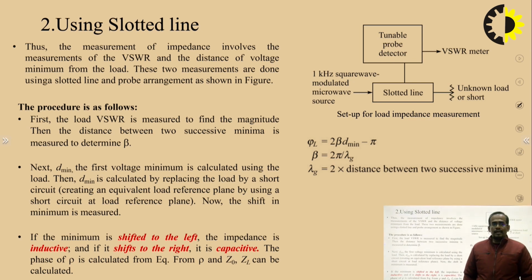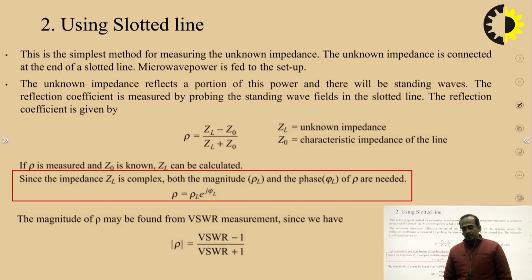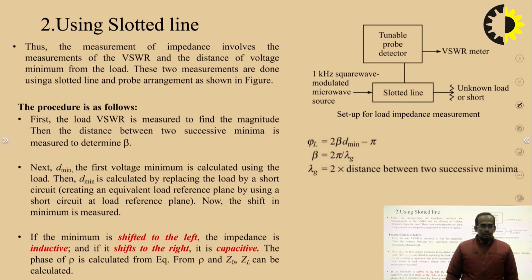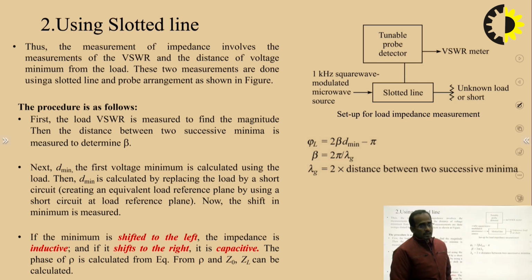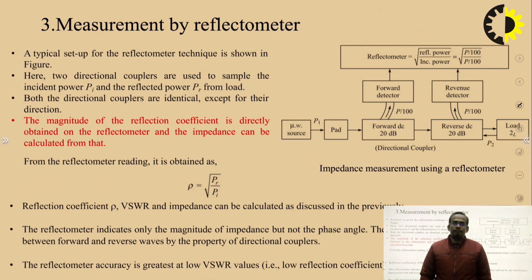The phase of rho is calculated from this equation. Rho is equal to ZL minus Z0 upon ZL plus Z0. So from rho and Z0, ZL can be calculated. Beta can be calculated by using the simple formula: beta is equal to 2 pi by lambda g, and lambda g is nothing but 2 into the distance between two successive minima.